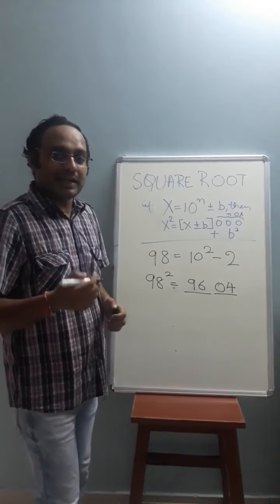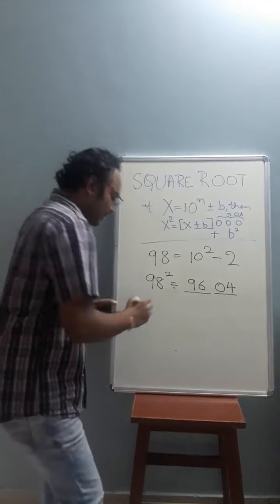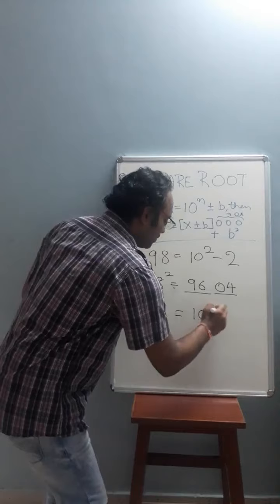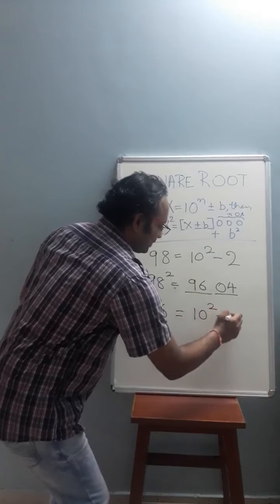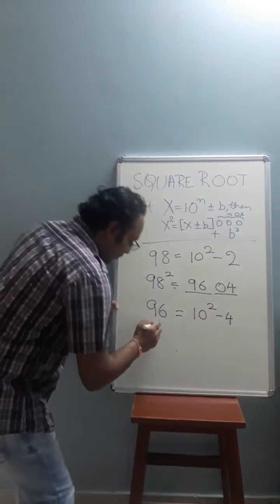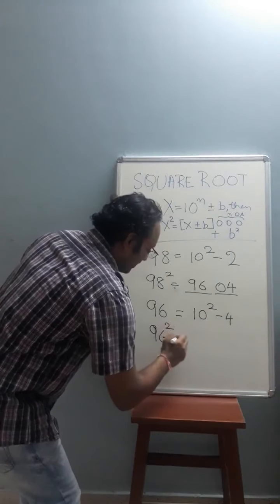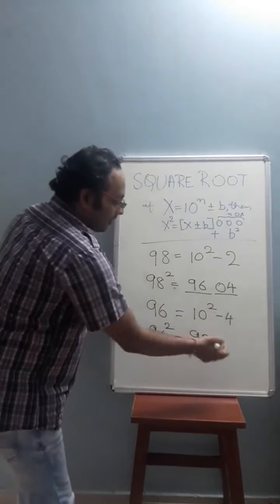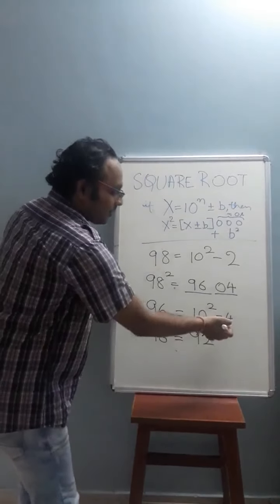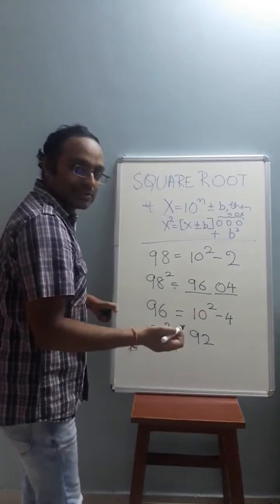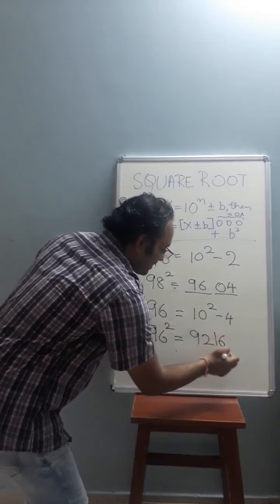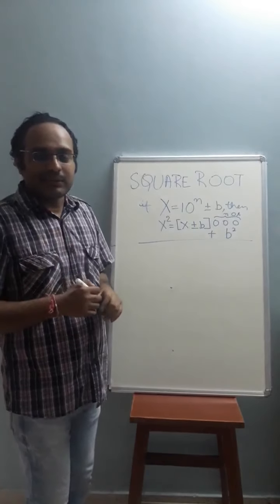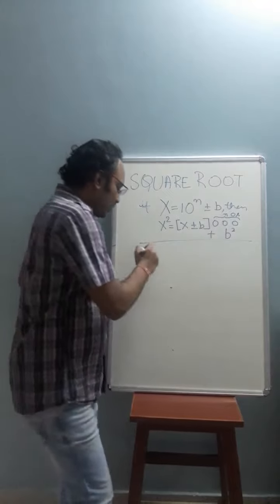Let's say I want to find the square of 96. 96 is equal to 10 to the power of 2 minus 4. 96 square is x minus b, that is 96 minus 4, 92, followed by b square in 2-digit format. 4 square is 16, by default it's 2-digit format. 92 followed by 16, 9216. This is our answer.